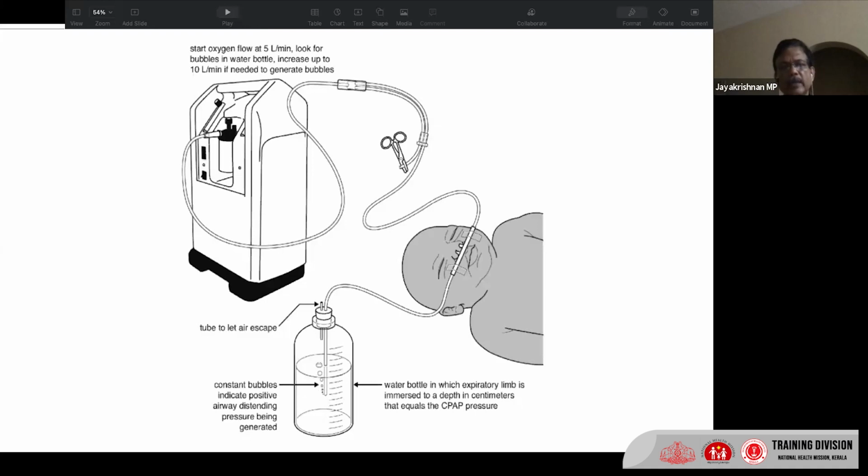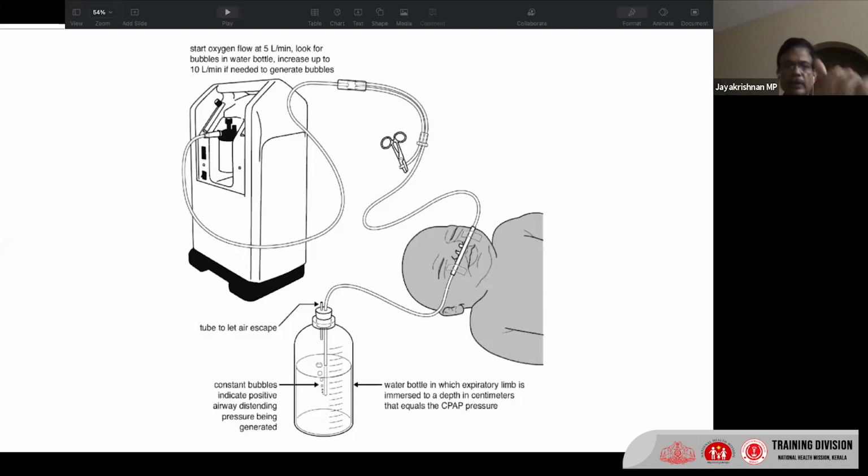Now, if there is a blender with air also, you can provide the oxygen concentration that is required for the child, like between 21% and 100%. So a blender is ideal. From the blender, this oxygen comes, and then the expiratory limb of the tube actually goes into the water, and you can see the bubbles coming from the bottle.